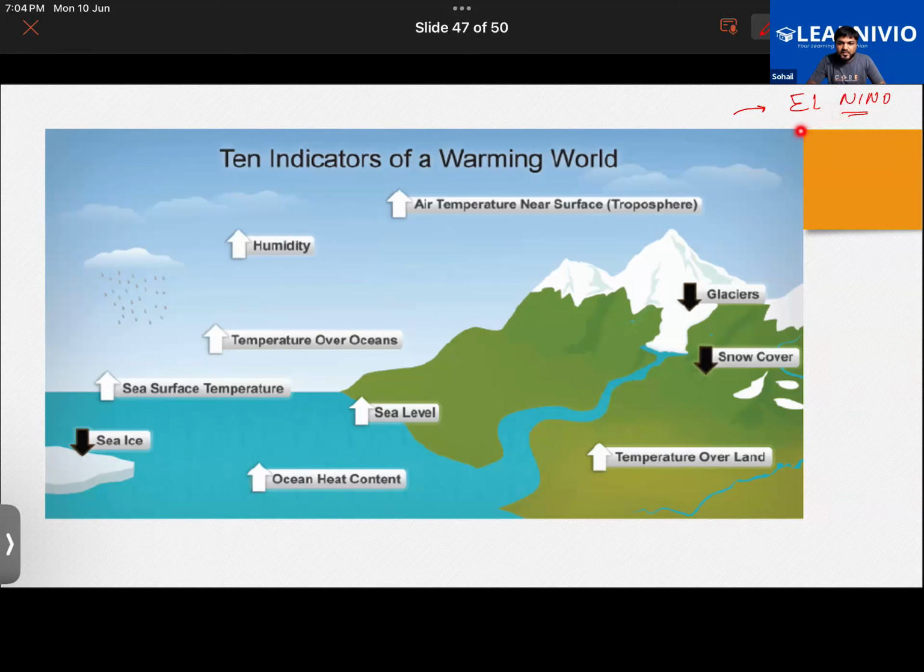Sir, there is so much technology, right? We can suck the carbon dioxide out of the ozone layer or atmospheric layer. See, sucking the carbon dioxide is not a very viable option. We don't have such technologies as of now.